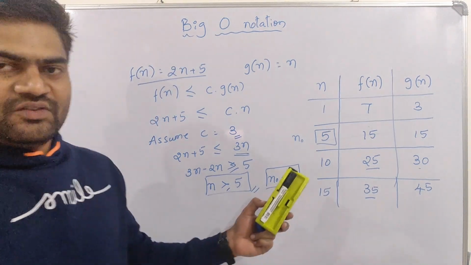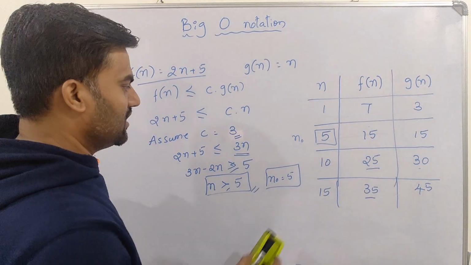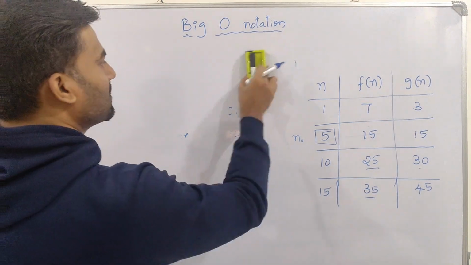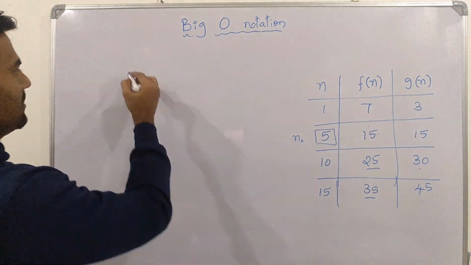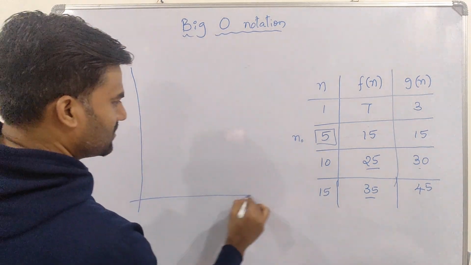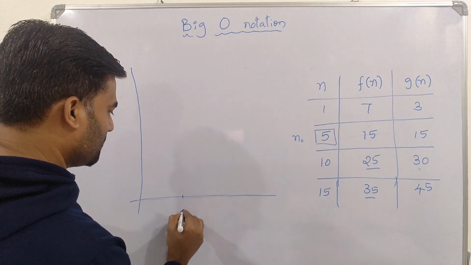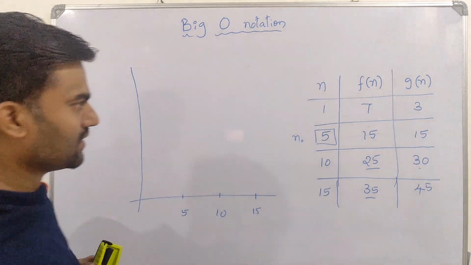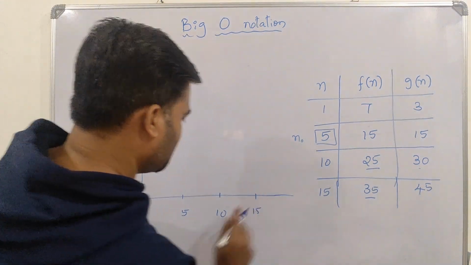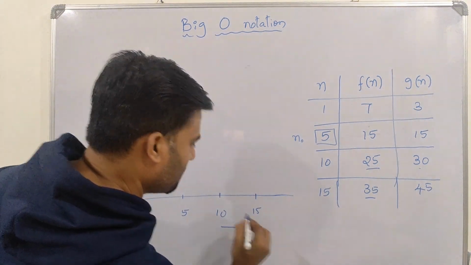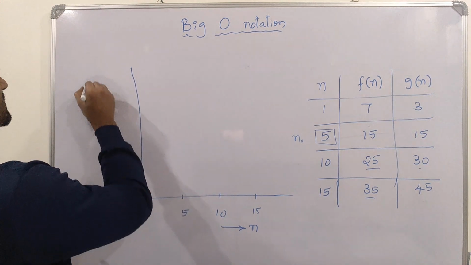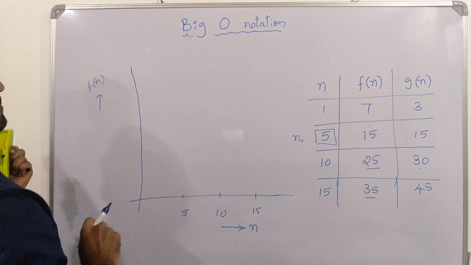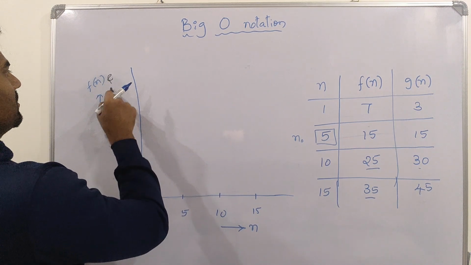So how can we show this on a graph as well? Let us try to draw the graph. Let us assume this is our graph. Maybe this is 5, this is 10, this is 15, and so on. This is n on this axis, and on this axis let us try to draw f of n and g of n.